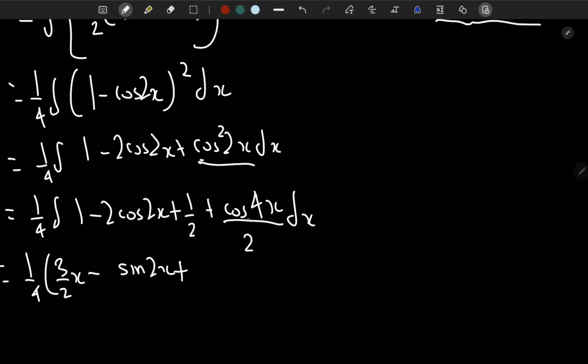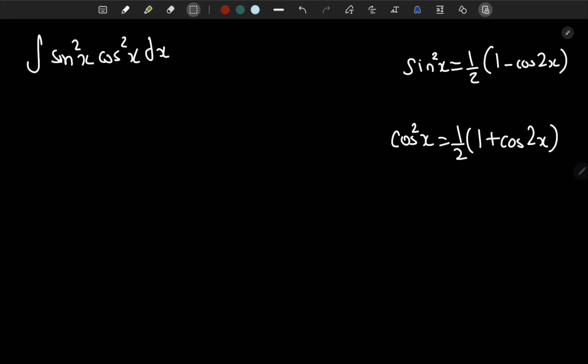And the integral of cosine 4x is going to be sine 4x over 2, it's already there, times 4. So this is over 8. So this is over 8 plus c. And we can leave it as this, or we can distribute the 1 over 4 and simplify it more. But yeah, this is the final answer.